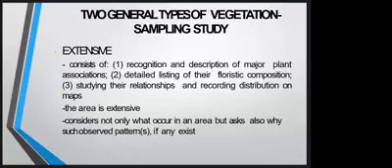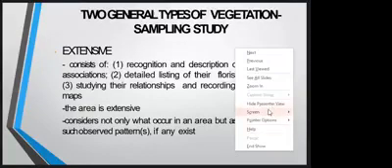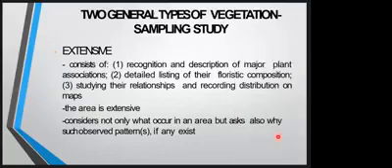Then next is the detailed listing of their floristic composition. So by knowing the specific composition of particular species, like maybe flowering species, we will know which plants can thrive in the area, whether particular species or maybe flowering plants.